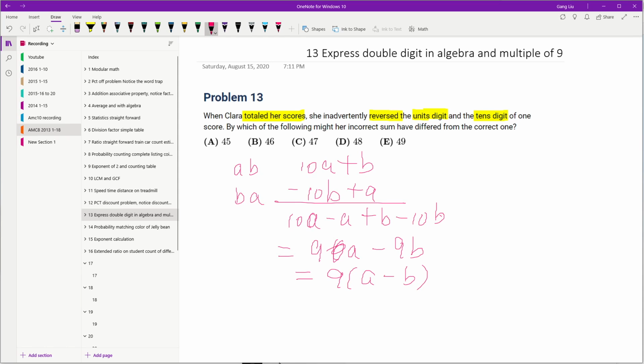So the difference of the score is a multiple of 9, because both A and B are integers, because they are the position value numbers on a 2-digit score. So out of the 5 options, only A is an integer multiple of 9. So that's the answer.